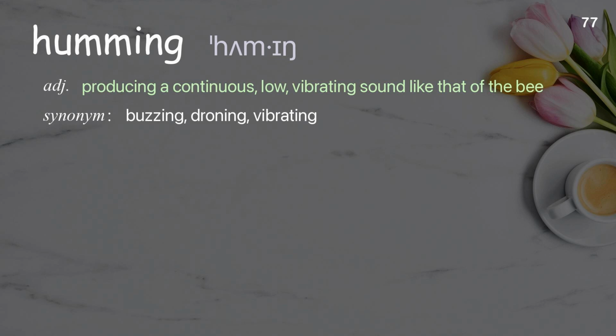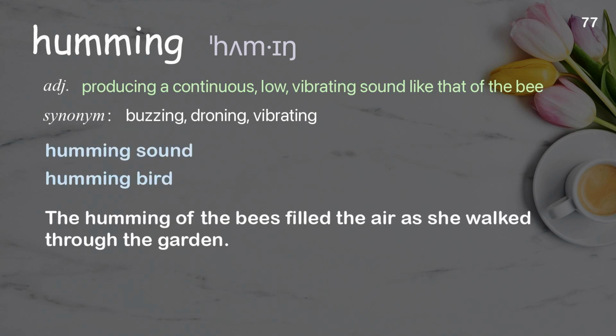Humming: Producing a continuous, low, vibrating sound like that of the bee. Examples: Humming sound. Hummingbird. The humming of the bees filled the air as she walked through the garden.